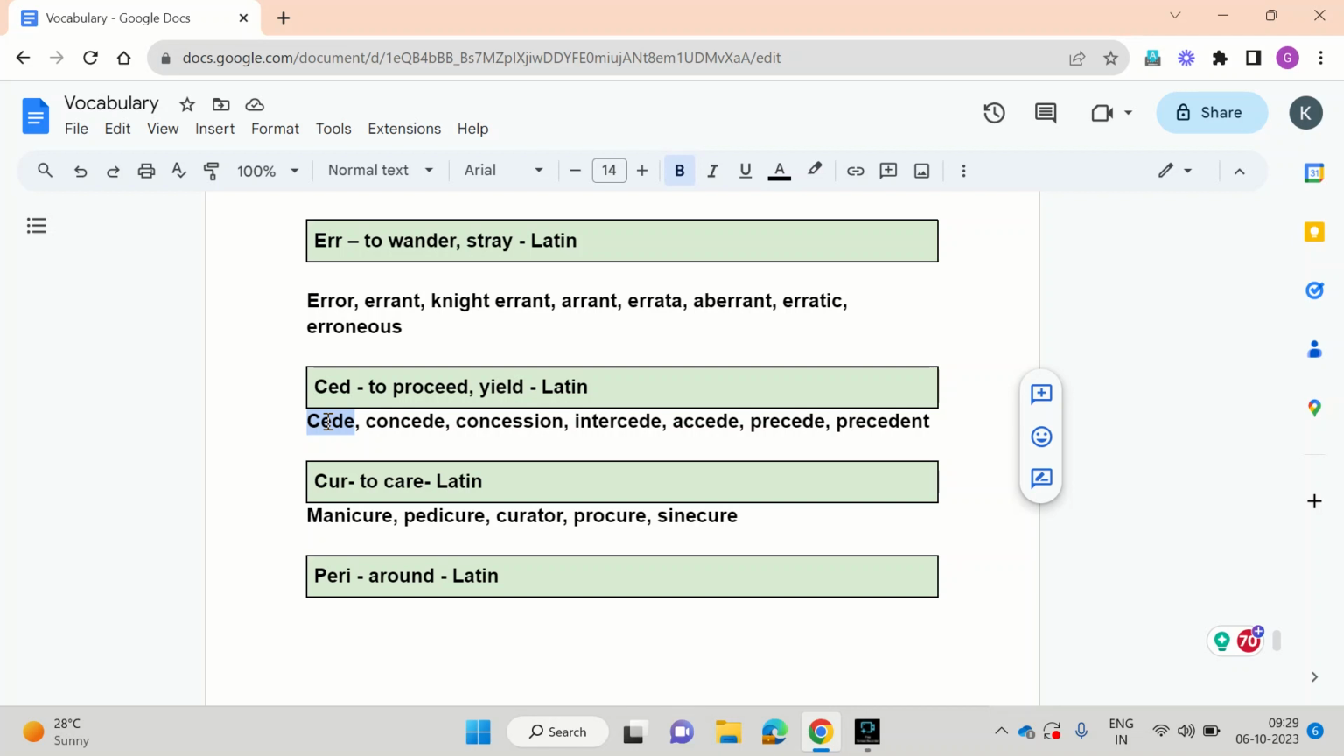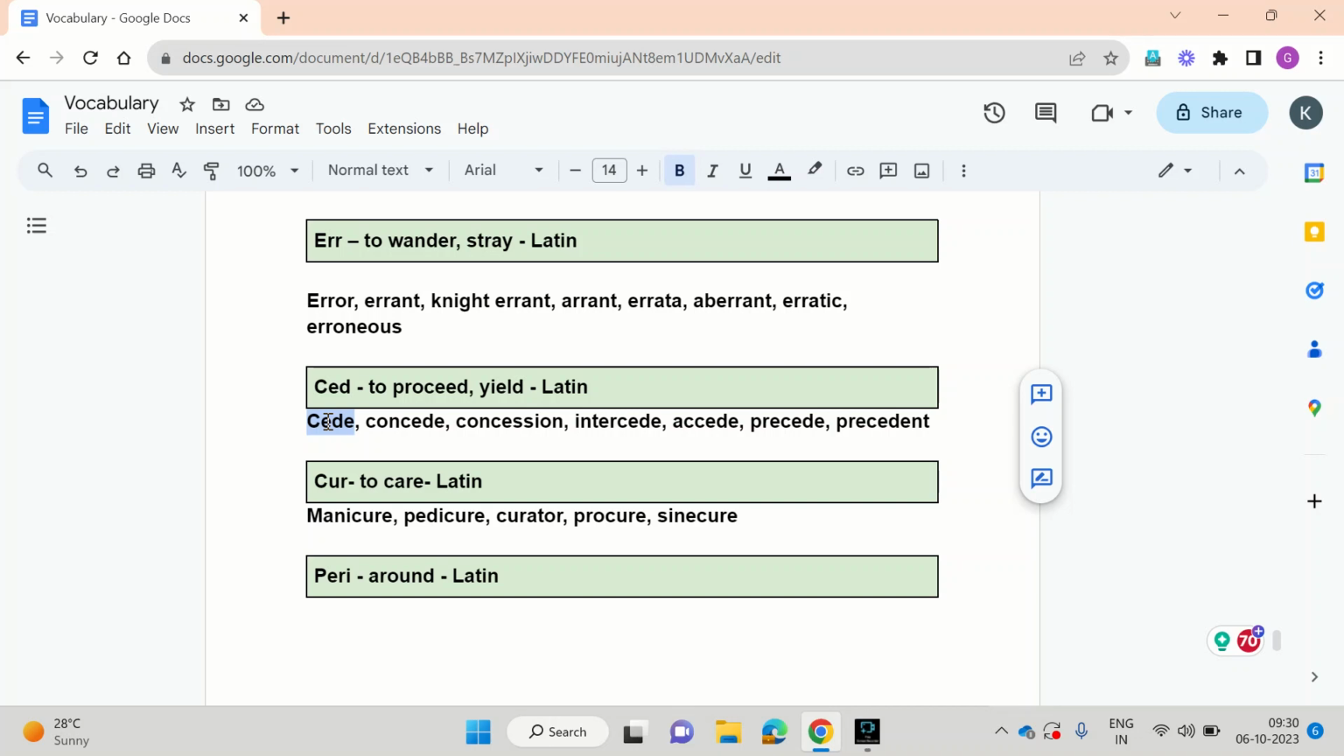That means, let's say two countries are fighting a war and one of the countries cedes control. That means they have given up. They have yielded to the other country. The other country is more powerful in terms of military. That's why they cede control. Cede.